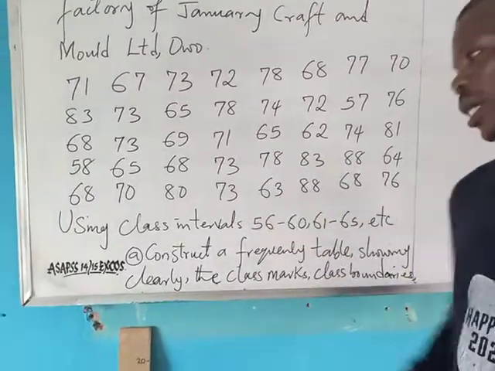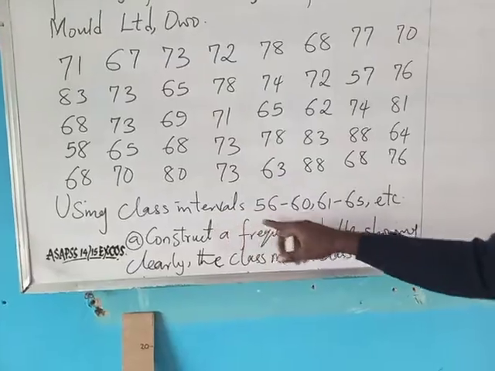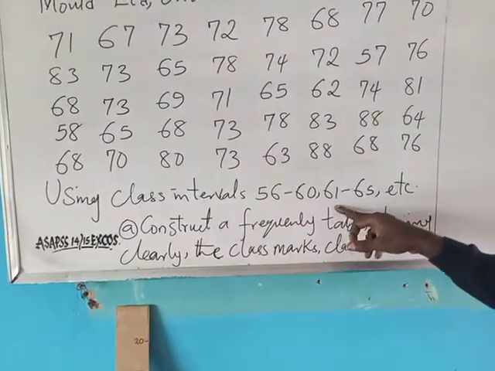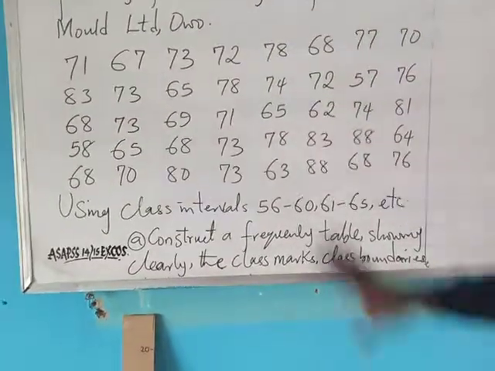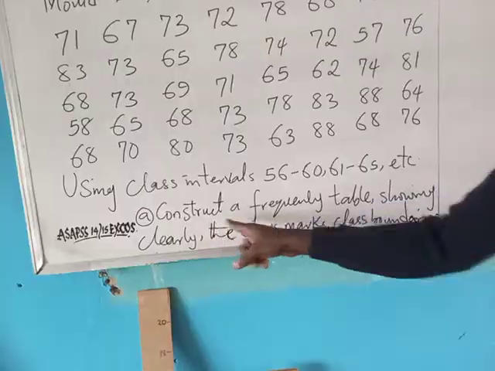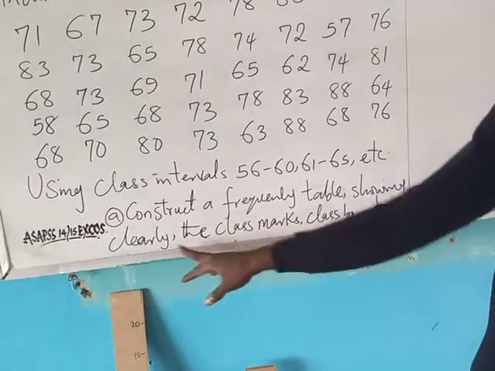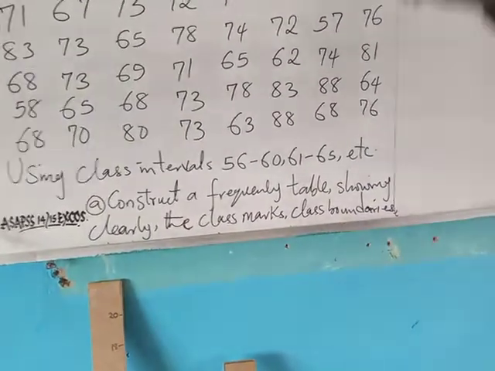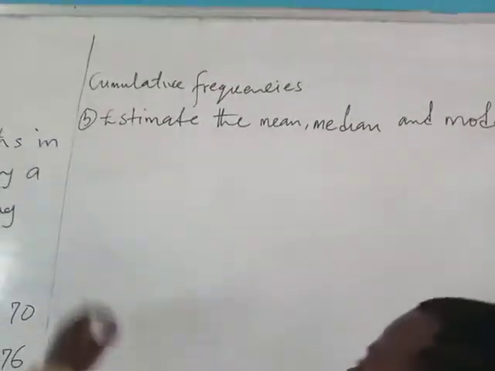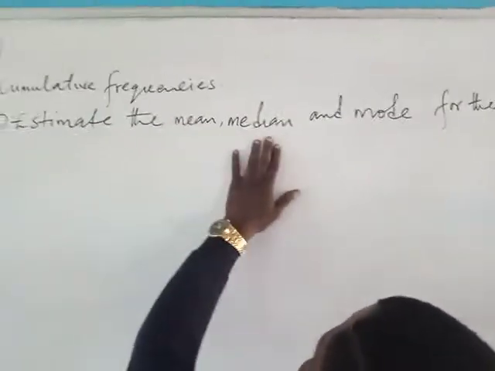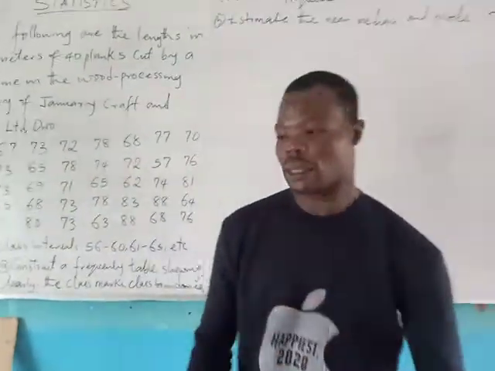We are to group this data using class intervals 56 to 60, 61 to 65, and so on. After that, we are to construct a frequency table showing clearly the class marks, class boundaries, cumulative frequencies, and then find the mean, median, and mode for the distribution. Without wasting much of our time, let's quickly solve this question by writing our solution.